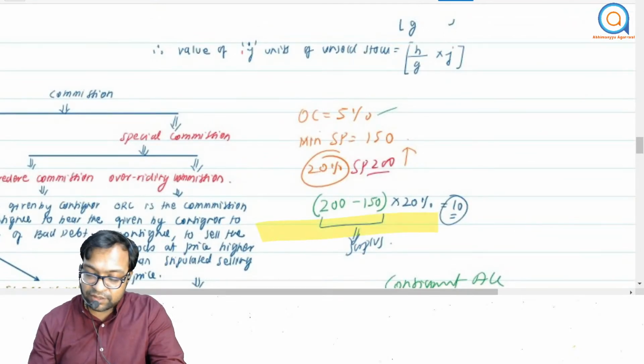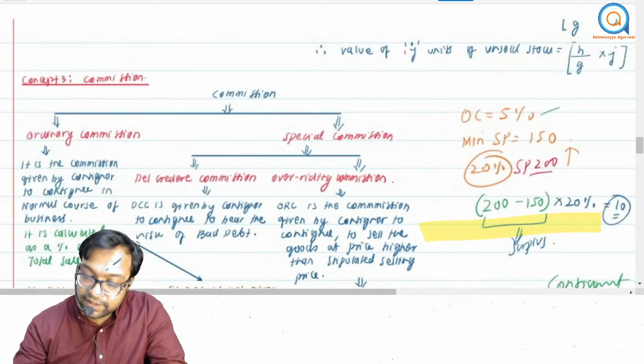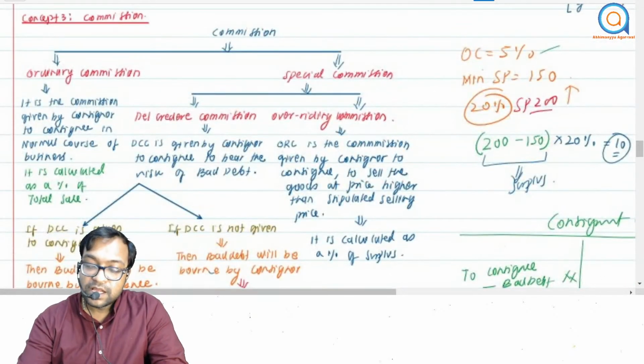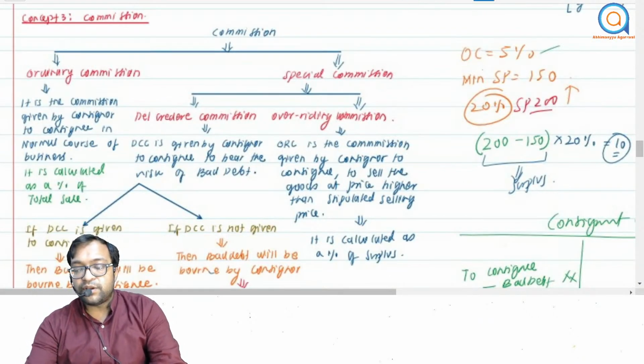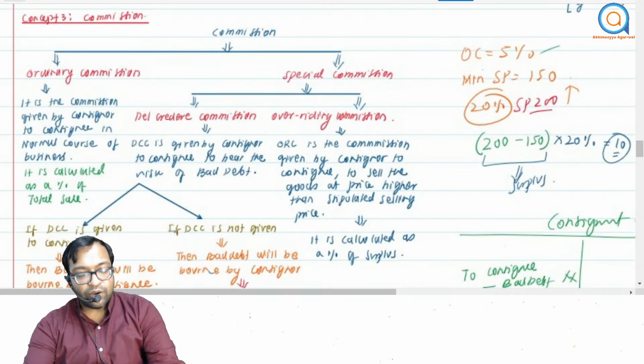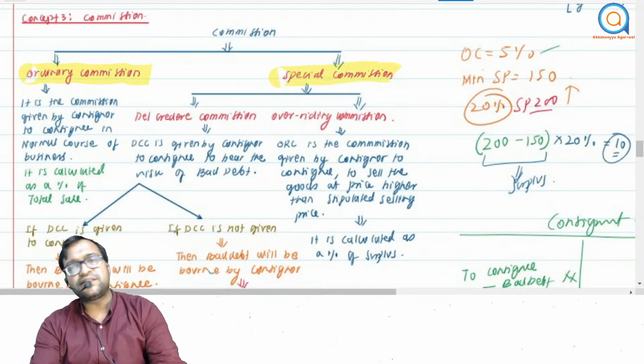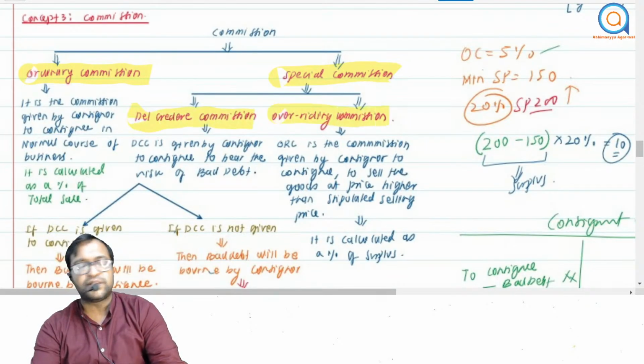Commission is generally of two types, sir. Sorry, oh, wait a minute. Commission can be of two types. One is ordinary commission and one is special commission. Ordinary commission is given in the normal course of business. It is calculated as a percentage of net sale. Special commission can be of two types. One is del credere commission, one is overriding commission.